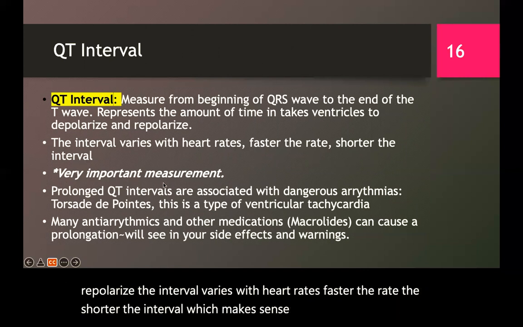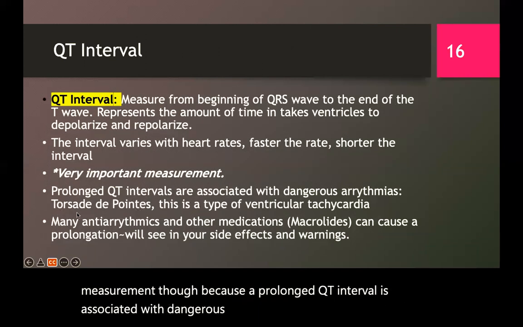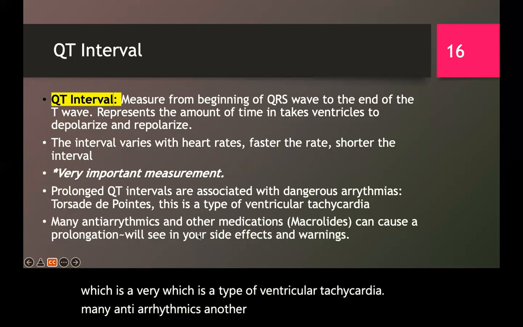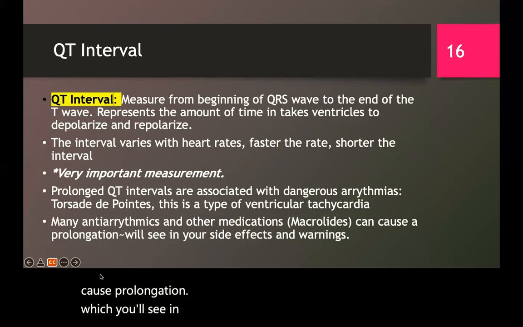It's a very important measurement though, because a prolonged QT interval is associated with dangerous arrhythmias like torsades de pointes, which is a type of ventricular tachycardia. Many antiarrhythmics and other medications like macrolides can cause prolongation, which you'll see in your side effects and warnings.